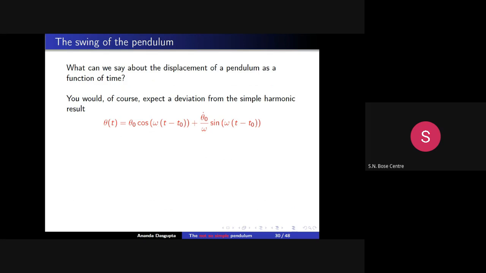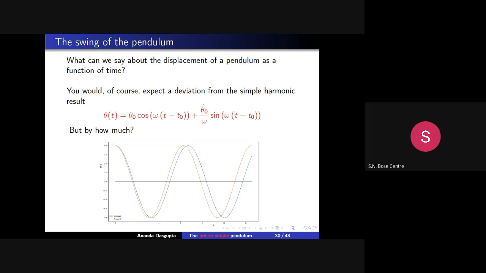You do expect deviations from that, but by how much? That's the question. And now I have a numerical graph here. Notice that at least for one swing, the two curves, okay, these are two curves. I'm pretty sure you cannot read the legends. Even I can't read the legends here myself. The pendulum is the blue curve, and the harmonic oscillator is the orange curve here.